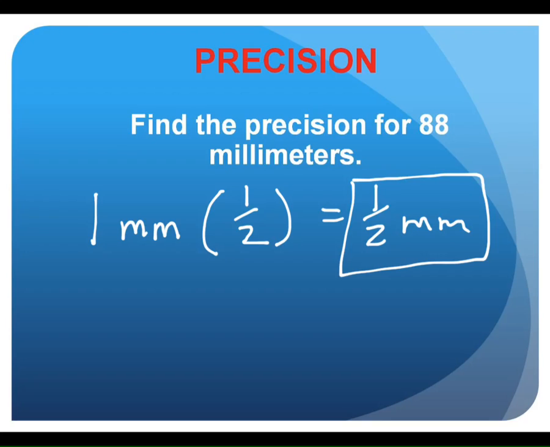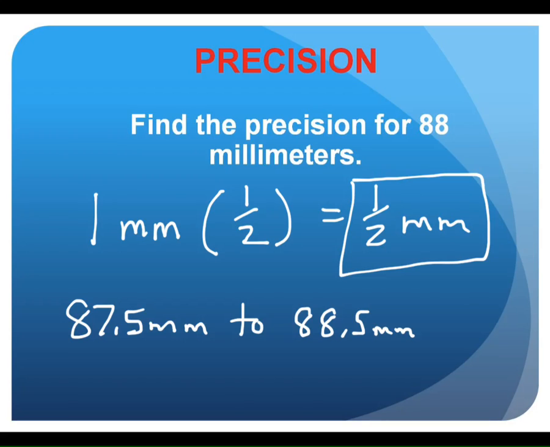That means our actual measurement is going to be somewhere between 88 minus 1/2 millimeter and 88 plus 1/2 millimeter. Well, if you take 88 minus a half, 87.5 to 88.5. Okay. See how that works? Yes. So it could be centimeters and you're still multiplying by half. Yep, it's always by half.